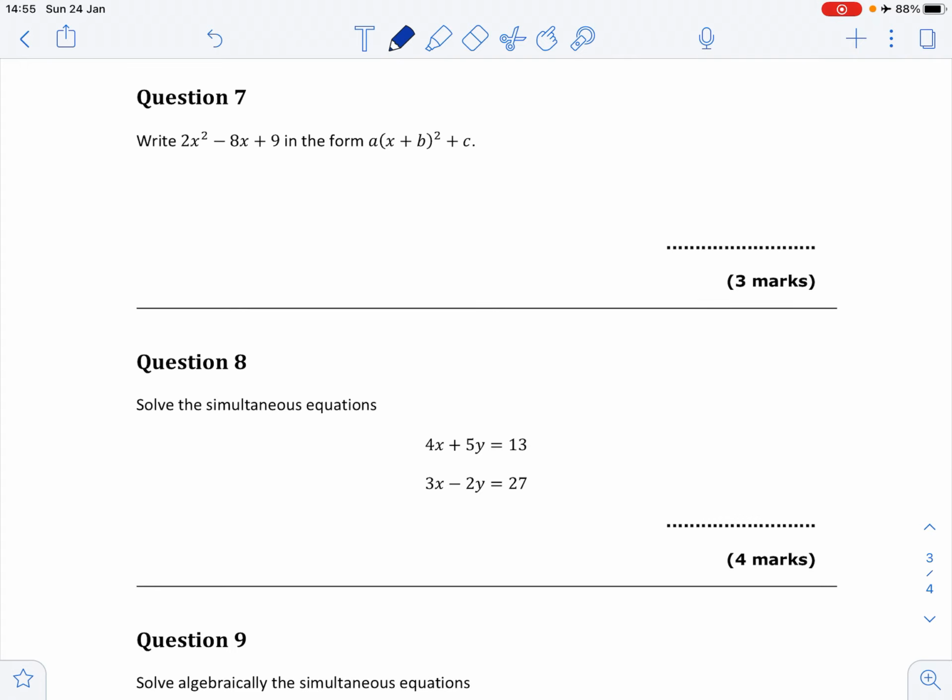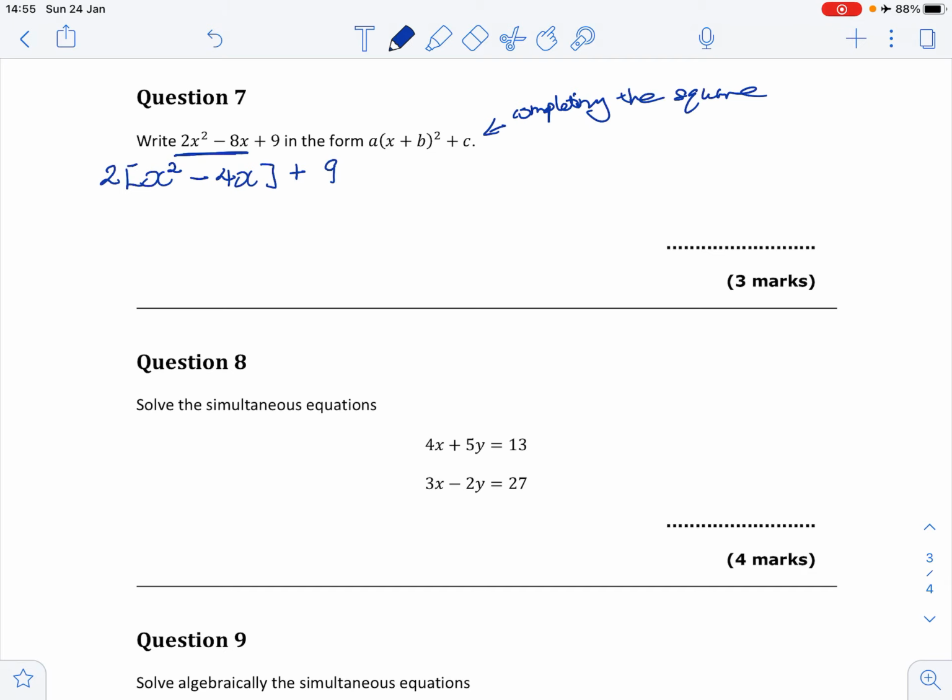Question 7. Write 2x squared minus 8x plus 9 in the form a bracket x plus b squared plus c. So this means completing the square. So step 1, we're going to factorize the first two terms. So we're going to take 2 outside the square bracket. We have 2x squared minus, so 2 times what gives you 8x, minus 4x, then plus 9.